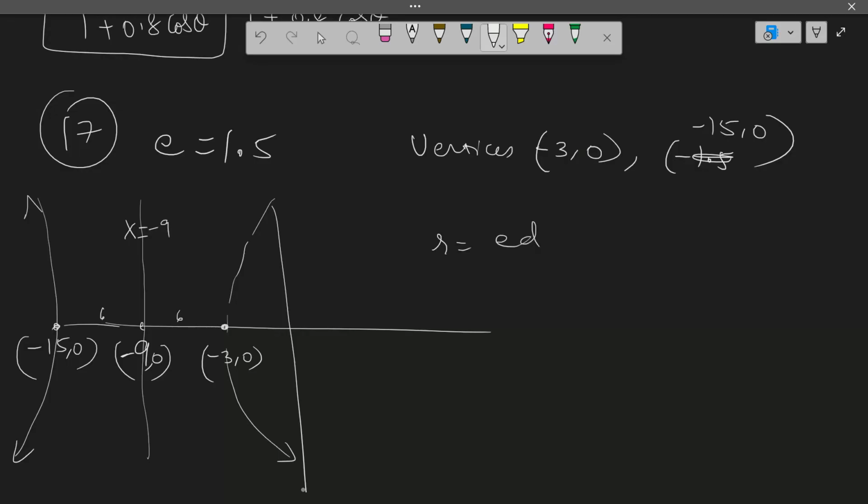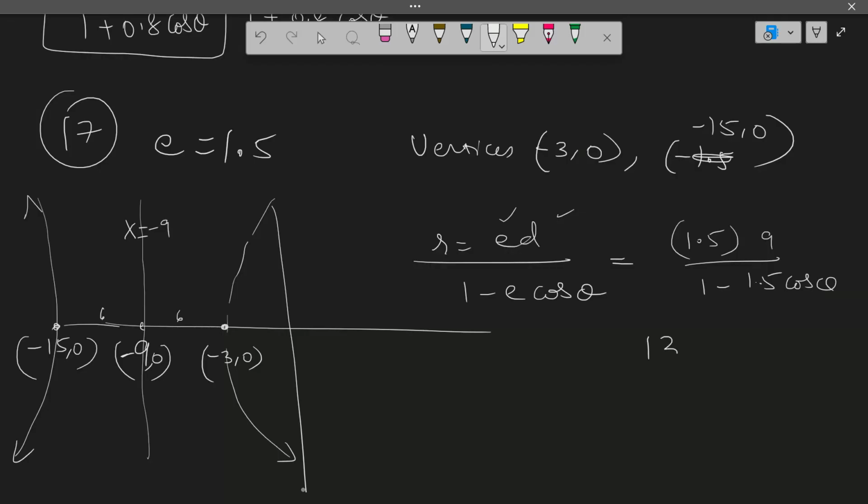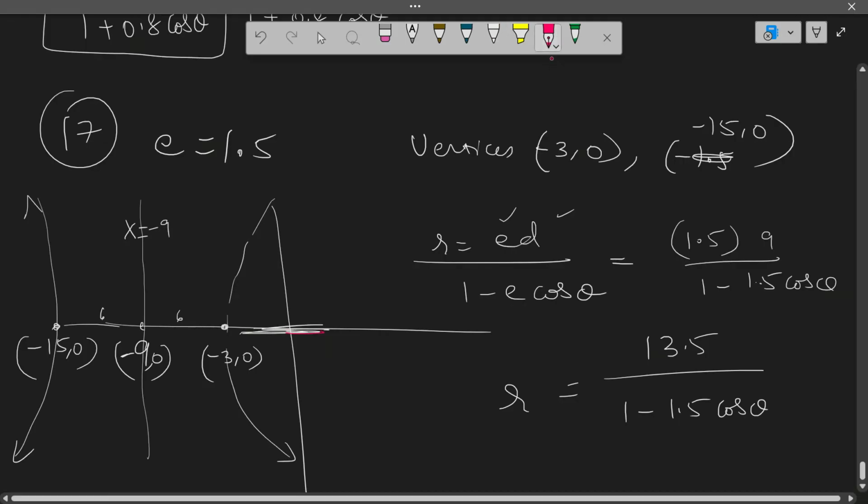So r is equal to ed over 1 minus e cos theta. Do we know e? Yes. Do we know d? Yes. So let's plug that in. So 1.5 times 9 divided by 1 minus 1.5 cos theta. 1.5 times 9 is 13.5 over 1 minus 1.5 cos theta. Now this is your r. Make sure you plug in r is equal to 0 value, right? R is equal to 0 will get you this part.